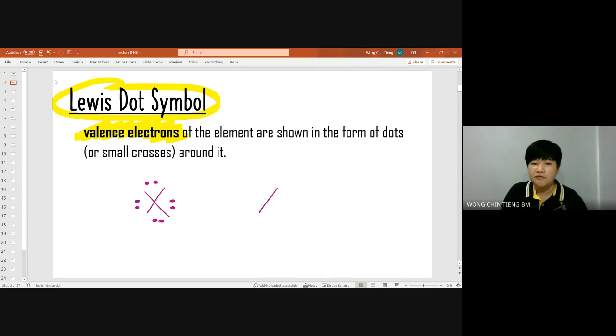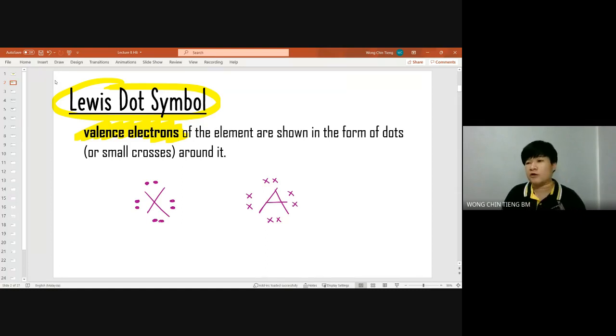I know some of you in school will be using the cross. The cross is also acceptable. Mana-mana cara yang kamu selesa, sama ada cross atau dot, saya terima je. Okay? Saya akan biasa guna dot. So, kamu akan nampak saya guna dot banyak. Okay? Tapi dua-dua cara saya terima.